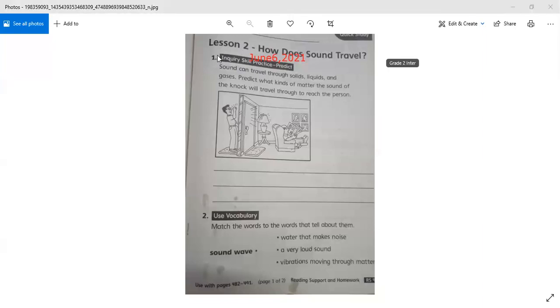Okay, guys, let's start, please. Today, as I said, is June 6th.